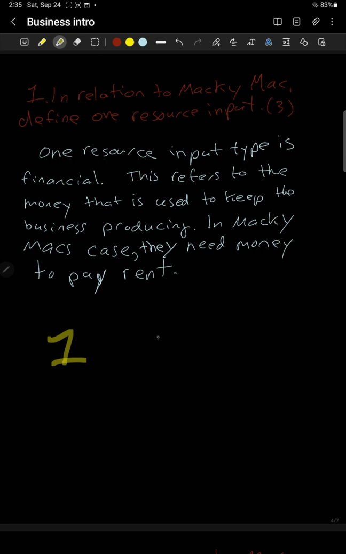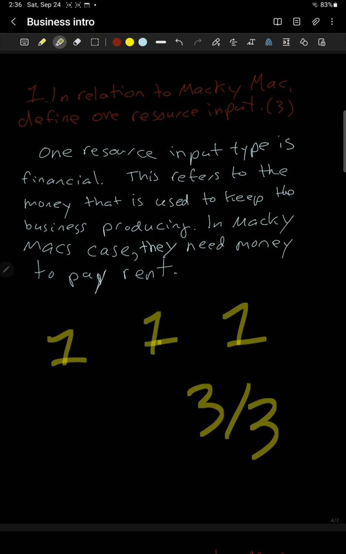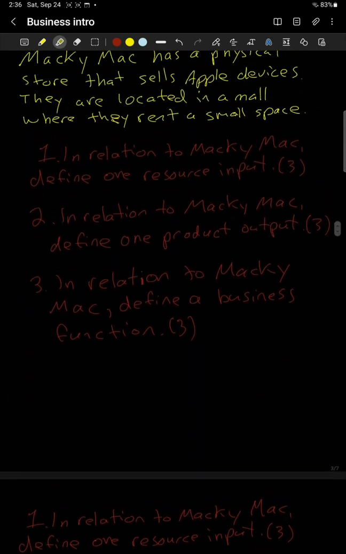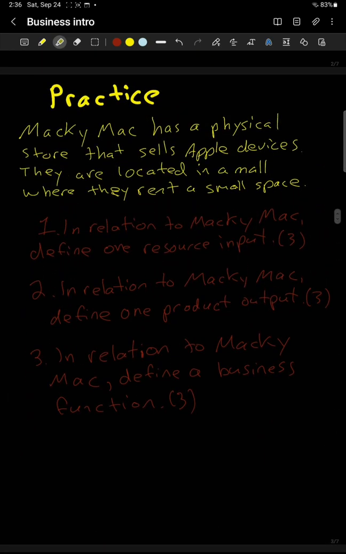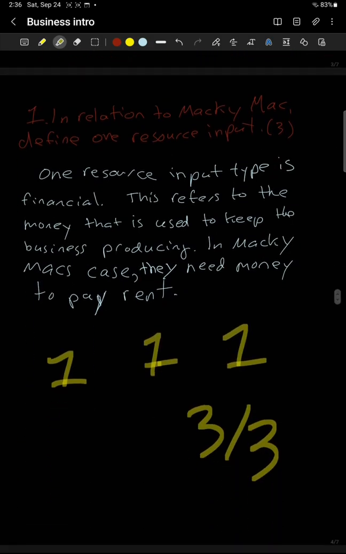I've now defined what it means, okay? That's easy enough. So we have another point. And then I relate it back to Mackie Mac. In Mackie Mac's case, they need money to pay rent. I say that. I got my other point, so that's 3 out of 3. Why did I say rent? I could have said pay employees or something, but if you go back to the question, it says right here that they rent a small place. So I'm referencing the prompt, which is what you're supposed to do.